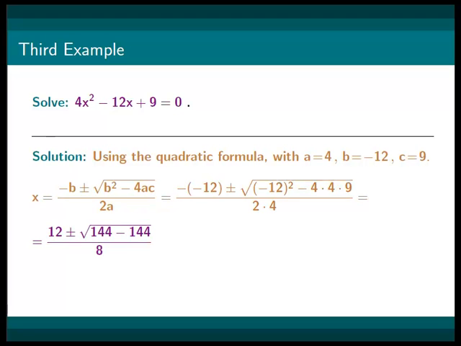Then we have 12 plus or minus root 144 minus 144, all divided by 8. Then we just have 12 plus or minus root of 0, all divided by 8, which is just 12 over 8. After simplifying, we get an answer of 3 over 2. So, in conclusion, we have x equals 3 over 2.